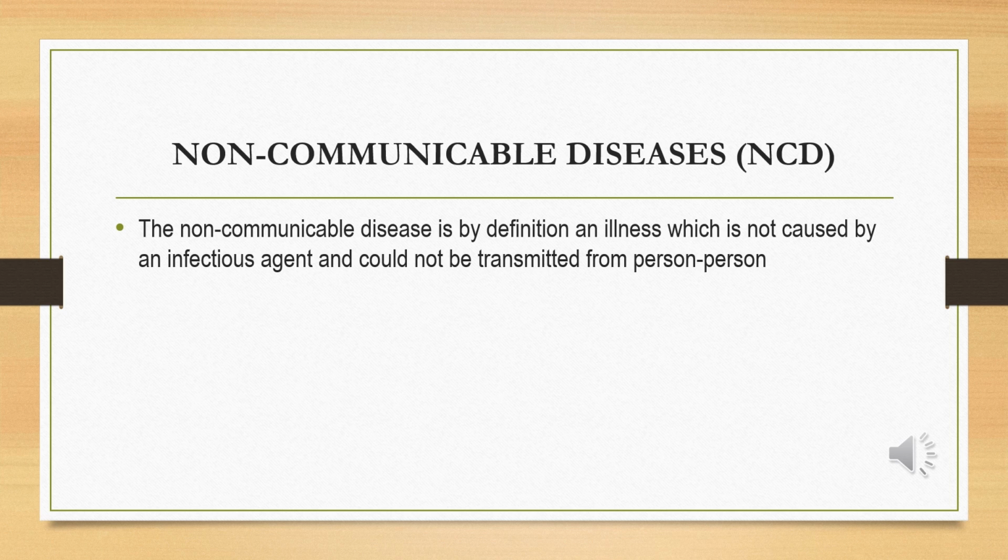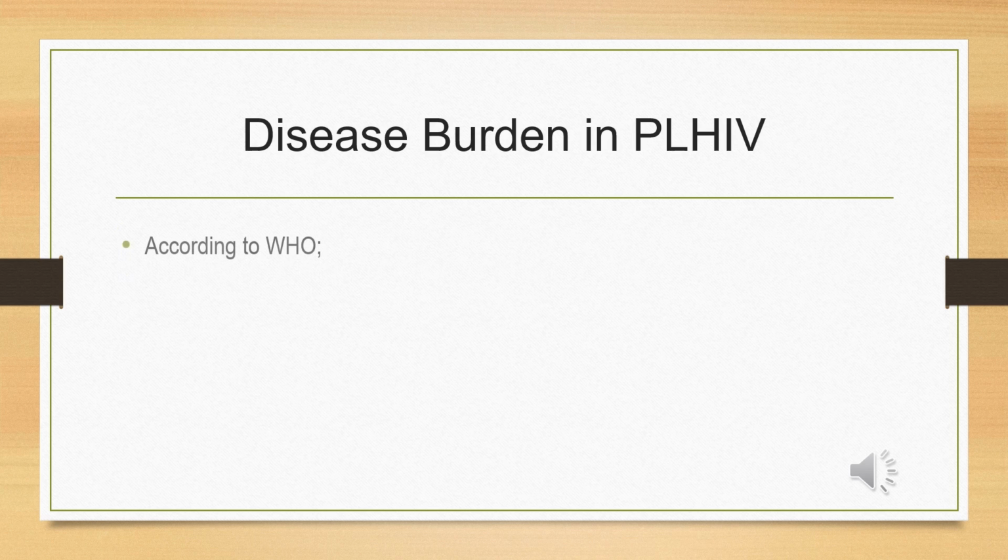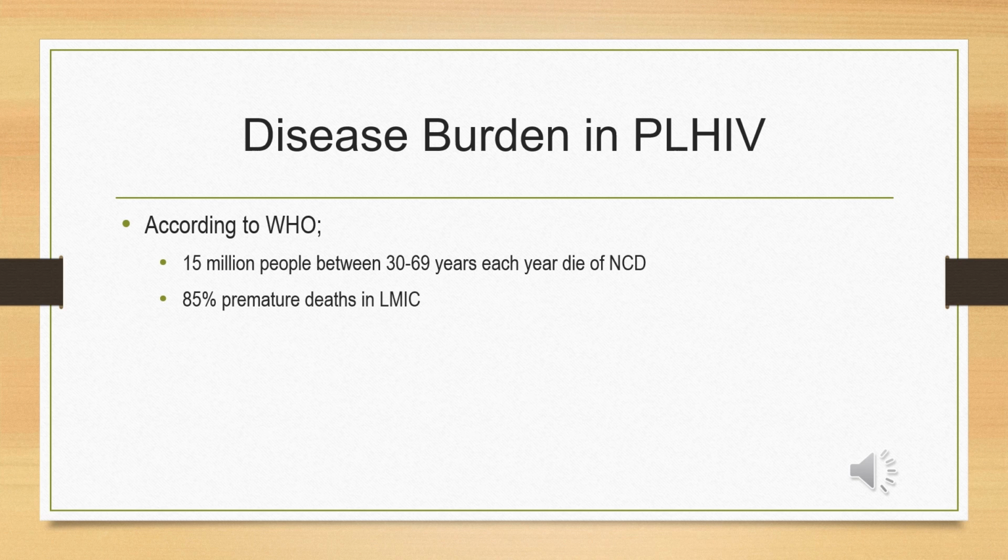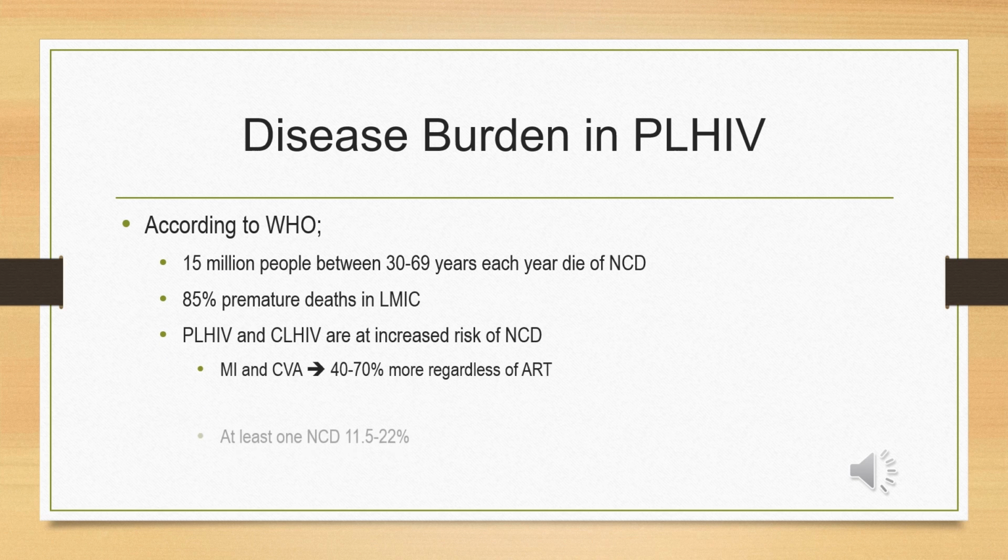WHO defines a non-communicable disease as an illness which is not caused by an infectious agent and cannot be transmitted from person to person. The examples include diabetes mellitus, hypertension, osteoarthritis, and other diseases which are non-infectious. 15 million people between 30 to 69 years die of these non-communicable diseases every year. In low and middle income countries like Pakistan, 85% of premature deaths occur due to these NCDs.